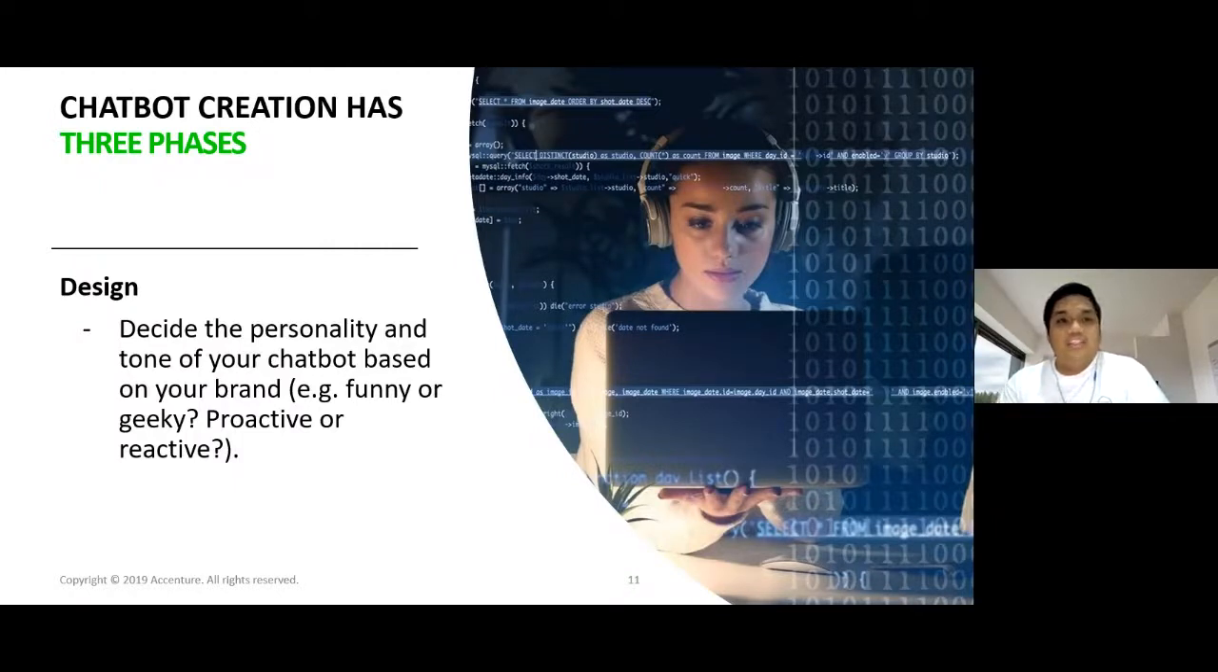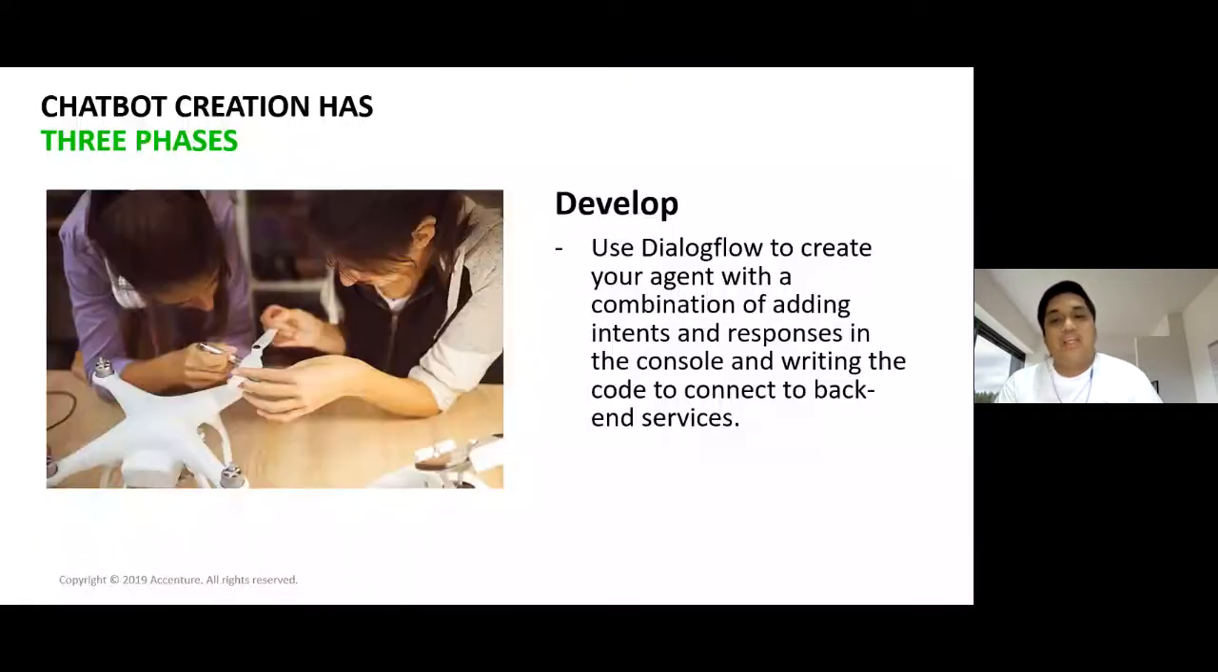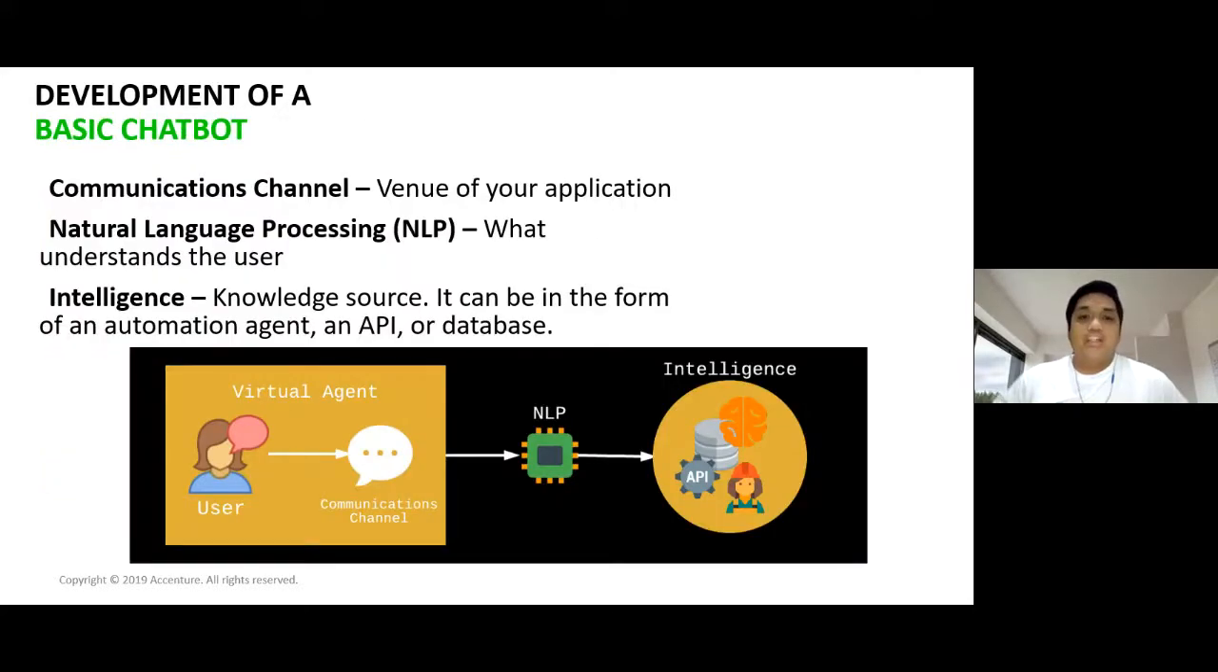All right. So the next phase is the development phase. This is where you build your application depending on your requirements. You can use some of the available tools in the market or some of the open source frameworks that we have. All right. So in developing a chatbot, we have three main components. First is the communications channel, which is the venue of your application.